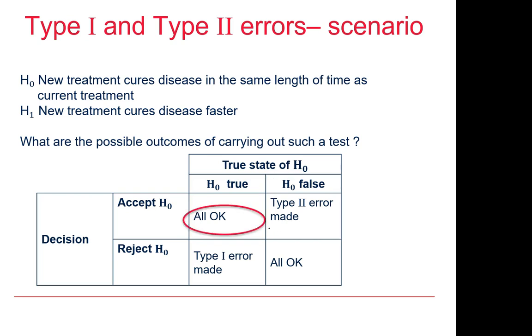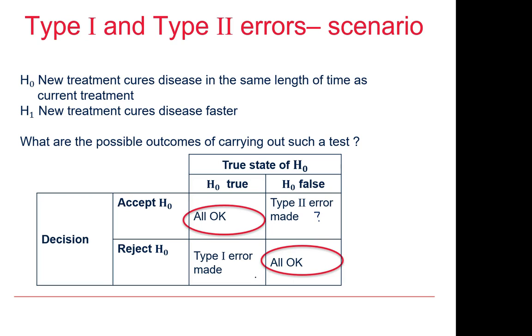So if we end up accepting the null hypothesis, the new treatment isn't any faster, and in fact that is the case, then that's fine. We don't have a problem with that. If we end up rejecting the null hypothesis, and in fact the null hypothesis was false, the new treatment is better, is faster, then that's fine too.